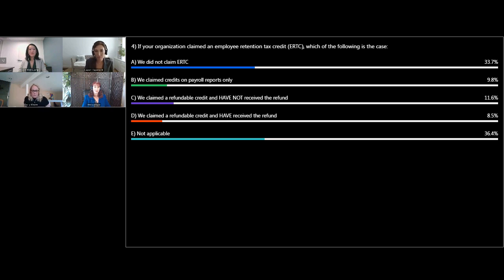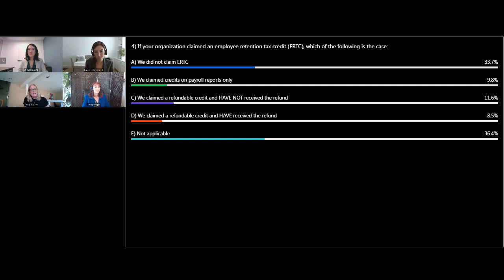The credit was allowed if you let people keep working if there were fewer than 100. If you were over 100, they couldn't work and they were still receiving wages. And it was a 50% credit up to $10,000. So you were able to get for the year $5,000 per employee.